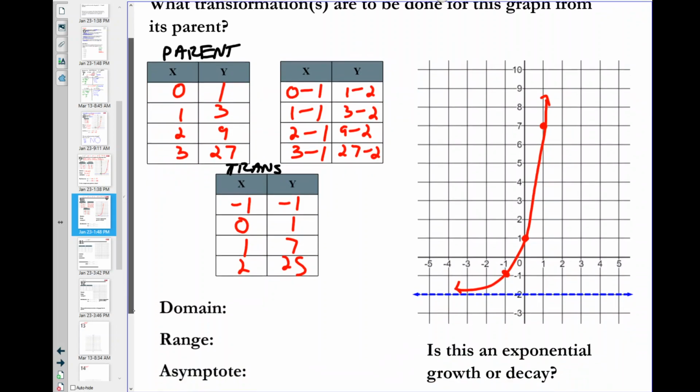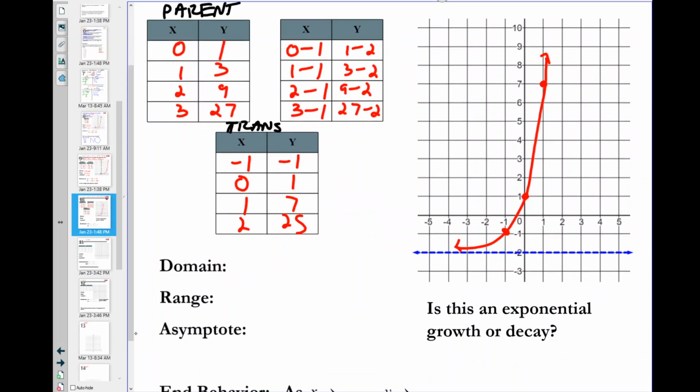Anita, what's my domain? Awesome. China, range. Good, yeah, it's above the asymptote, so 0 to positive infinity. Meredith, asymptote. Say it better. Good, y equals -2.